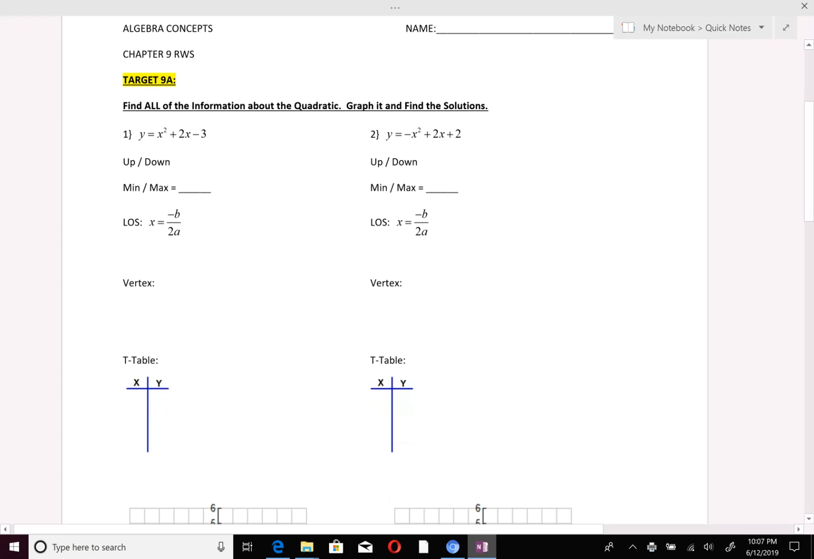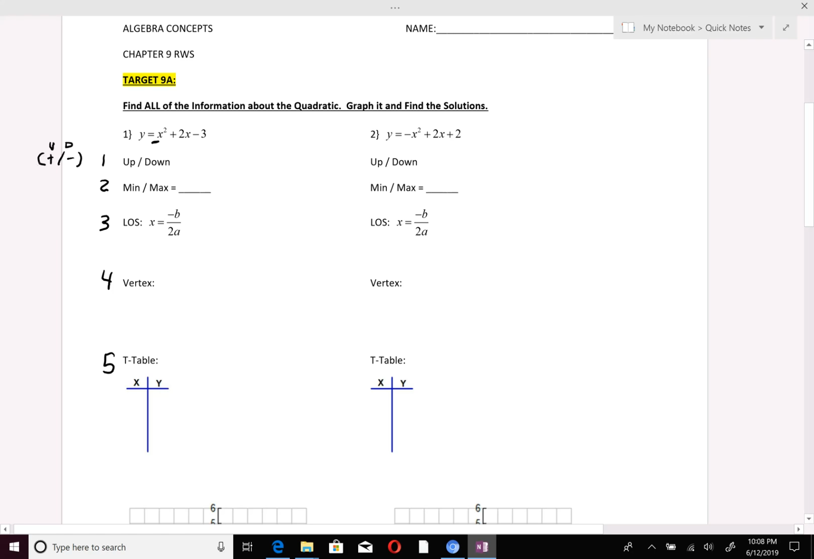For target 9A, there's quite a bit to this problem. There's basically 5 things that we have to do: 1, 2, 3, 4, and 5. And so I'll explain it. Basically, up and down is whether our A, whatever is right next to the x squared, is positive, it's up. If it's negative, it's down. So I'll put a U and a D.